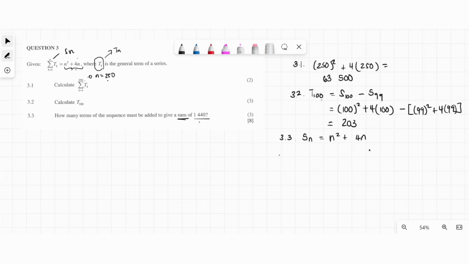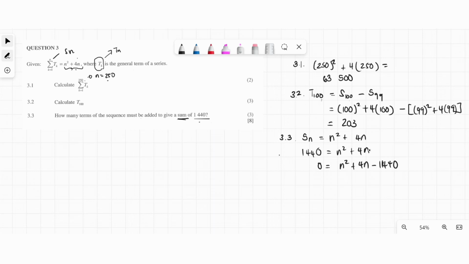They gave us that our sum is what? 144. So it's going to be 1440 is equals to n squared plus 4n. Take the 144 to the other side. It's going to be 0 is equals to n squared plus 4n minus 144, right?